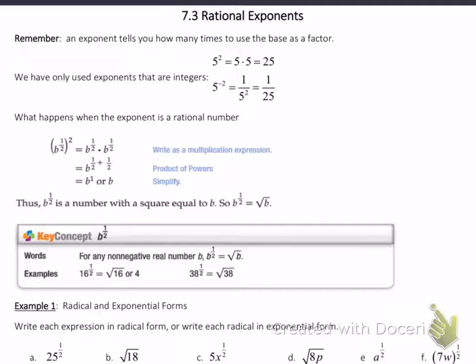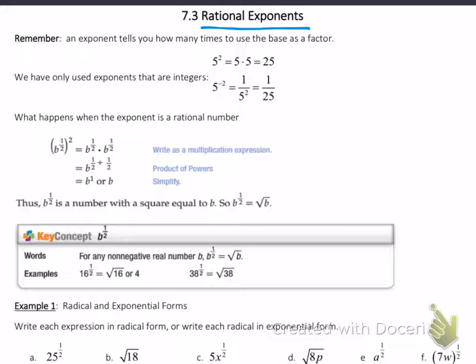Alright class, we're going to be continuing on with section 3 of chapter 7. This is where we're going to start seeing a little bit interesting exponents, right? We've been dealing with positives, and just the other day, we were dealing with negative exponents. And so today we're going to be dealing with rational exponents, meaning fractions. So what do we do when we have a fraction as our exponent?